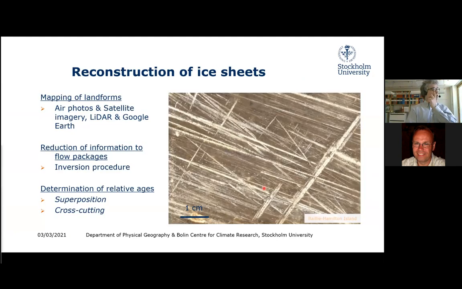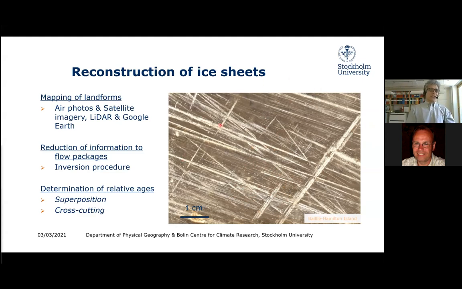Well, now we have these packages, we give them genetic content. Now we need to put them into an order, right? So we need to determine the relative ages of these. And for relative ages, we have basically two ways of doing it. It's either superposition or cross-cutting. And here you see an example of cross-cutting where you have striation patterns in one direction, and these cut through these striation directions of older age. So these are the younger ones, and these are the older ones.